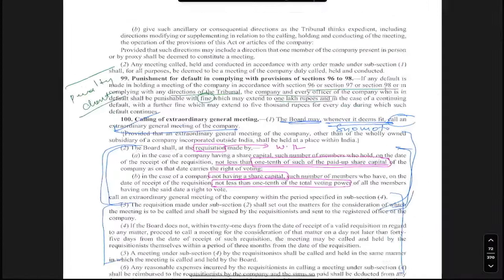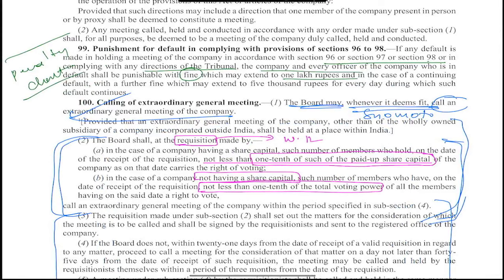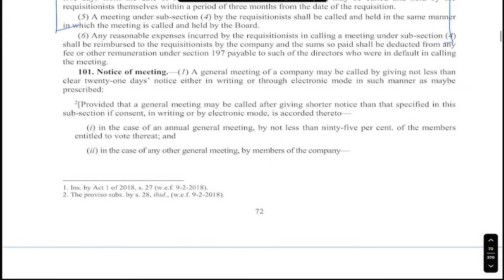So one very, extremely important section has been completed. What is the section? 100. Tell me, what are the sections we completed? 96, 97, 98, 99, 100. Overall, 20 sections, 5 sections over. Are you all confident up to here? Yes, sir. Next one. Keep the heading: Notice.